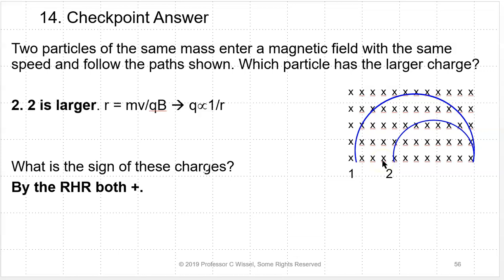So what you want to do is put the middle finger, the magnetic field, into the page. Your index finger, which is the initial velocity, is up the page. The force on both those particles is to the left, so that means they're both positive.